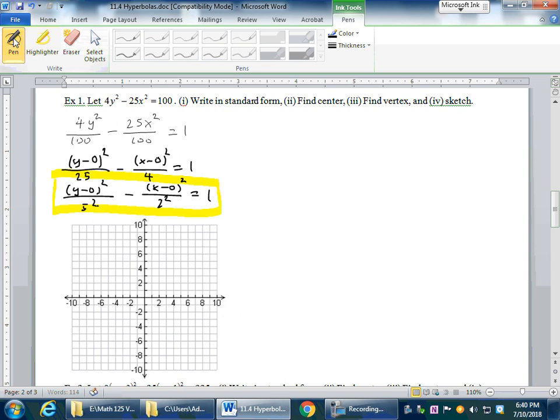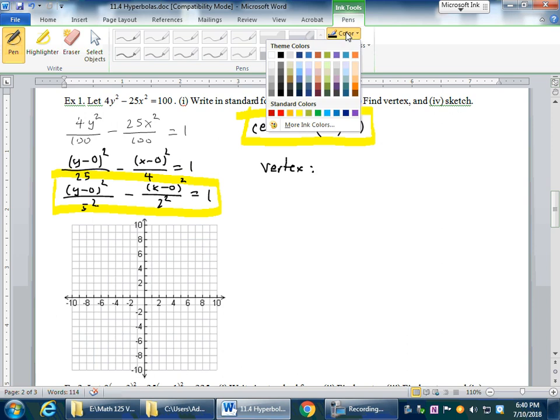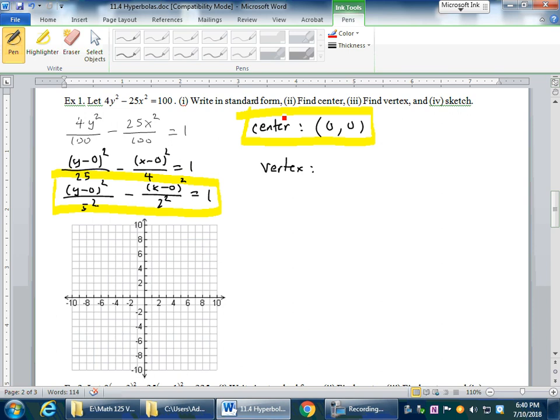And then my second part is finding the center. The center in this case would be (0, 0) because both my h and k are 0. That's my center. As I mentioned before, the vertex we can leave for now and graph it first. So let's follow the strategy that I pointed out earlier. First, plot the center, which is (0, 0) right here.